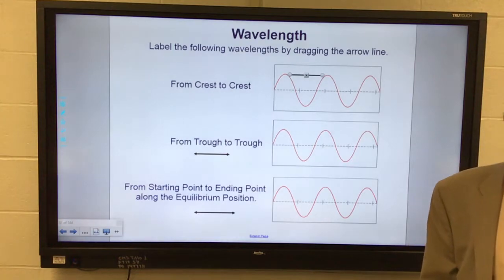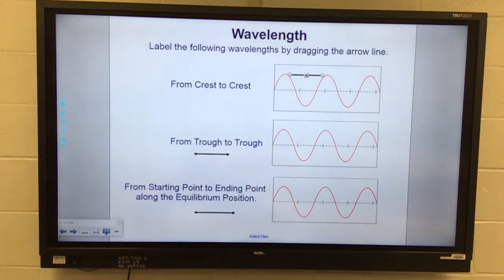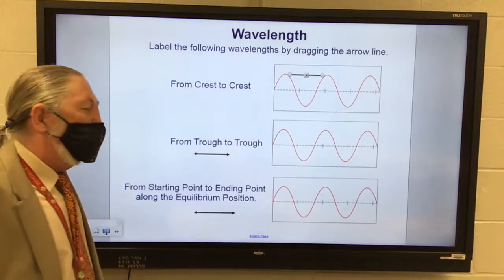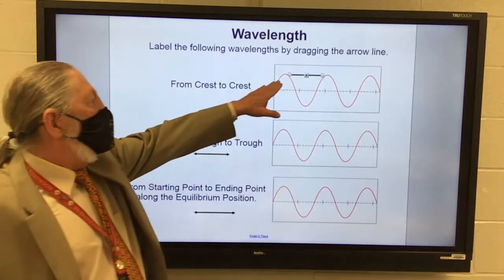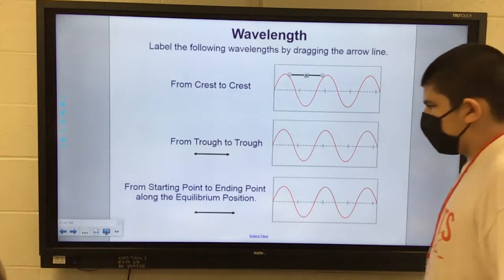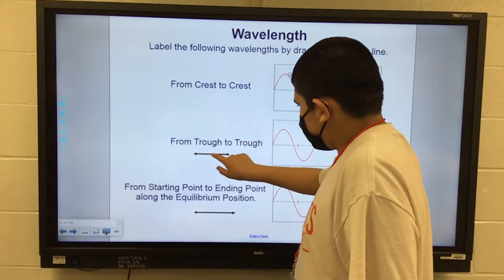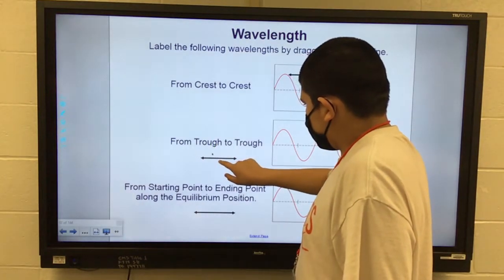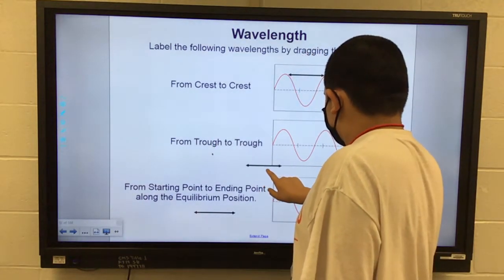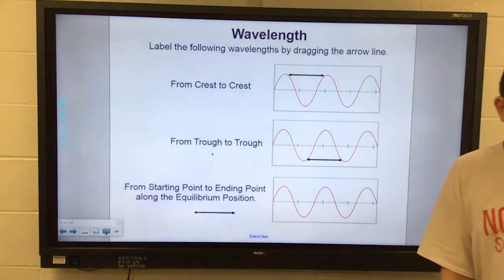Terry, you gonna come up here and do the trough? From the trough to the trough? Don't be shy, come on, Terry. Where's the trough at? Here's the crest. The crest is the top of the wave. How about the trough? What's the trough? You're gonna move that arrow and show me a trough. There you go. Where's the trough? Trough. Good job. Perfect.